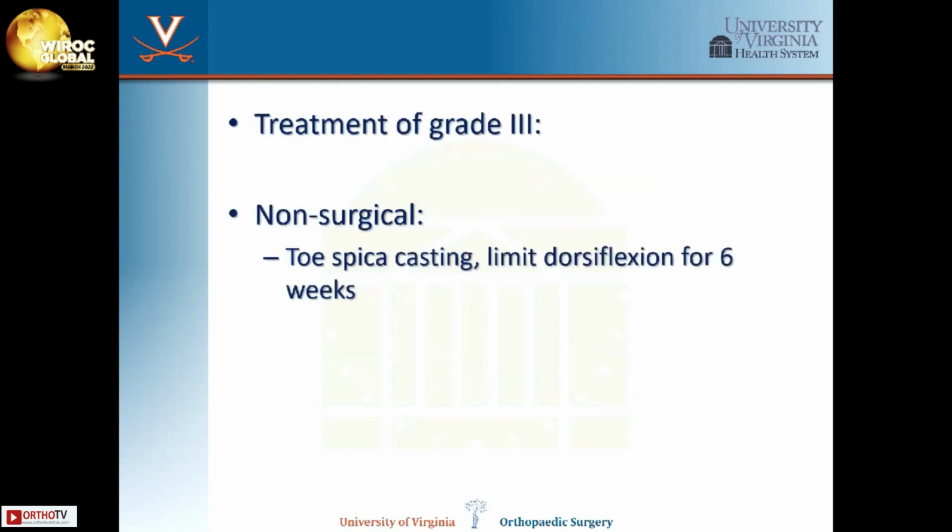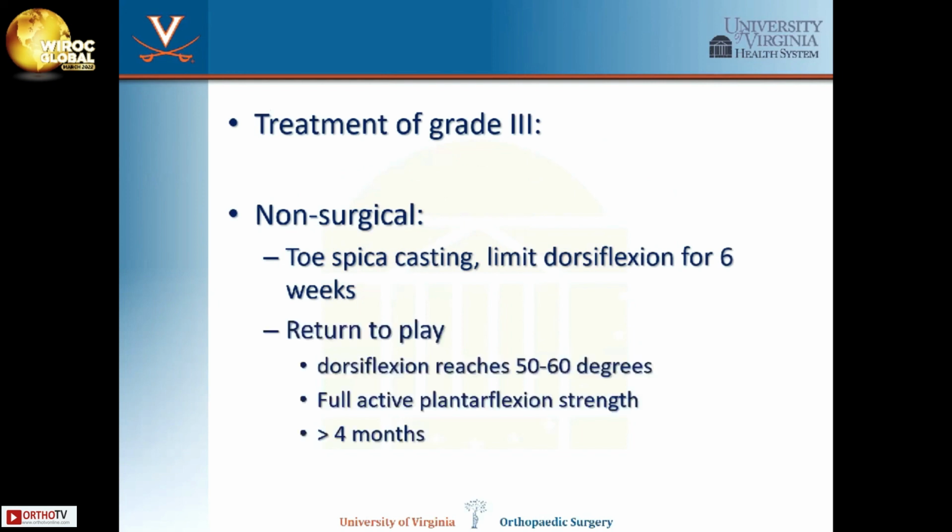Non-surgical treatment consists of toe spica casting, and you really want to limit dorsiflexion for at least 6 weeks. In a high-level athlete, this is often not the preferred method of treatment. Currently, I feel most of us treat many of these surgically. But return to play happens when they can achieve 50 to 60 degrees of dorsiflexion. They have full active plantar flexion strength, and it's usually around 4 months.